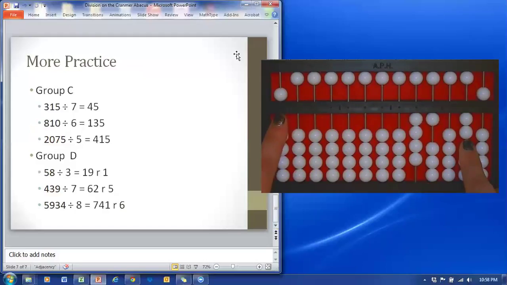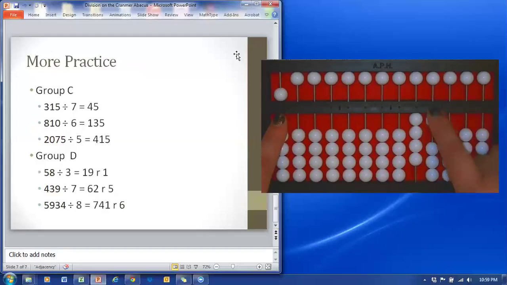5 doesn't go into 2, so I'll use that with the next digit, 5. 5 goes into 25 5 times. Move over 2 columns from that 5 in 25 and set my answer of 5. 5 times 5 is 25, so subtract off 25. My answer there is 415, remainder of 0.